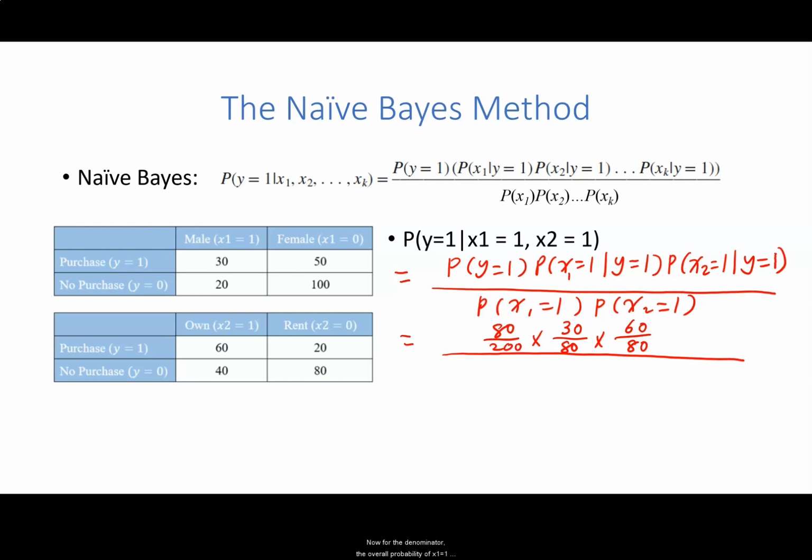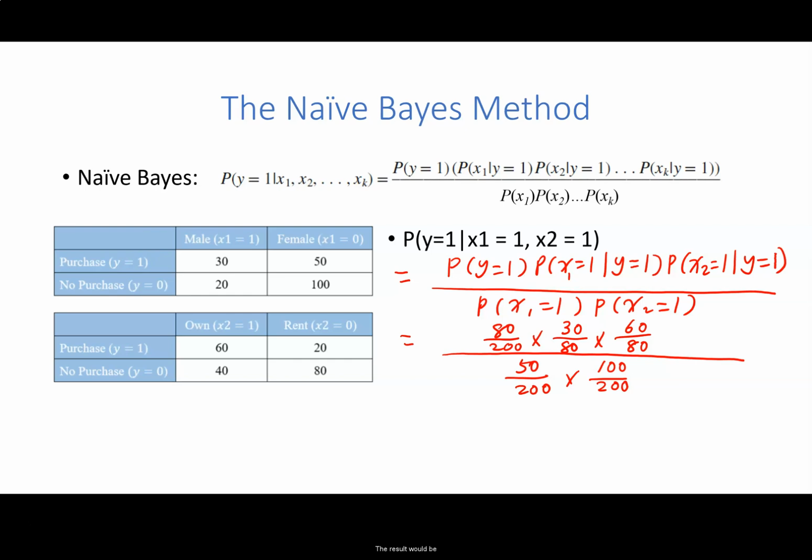Now for the denominator, the overall probability of x1 equal to 1 is 50 over 200 because there are 50 male customers among the 200 customers. And the overall probability of x2 equal to 1 is 100 over 200 because there are 100 homeowners among 200 customers. Now let's compute the result.